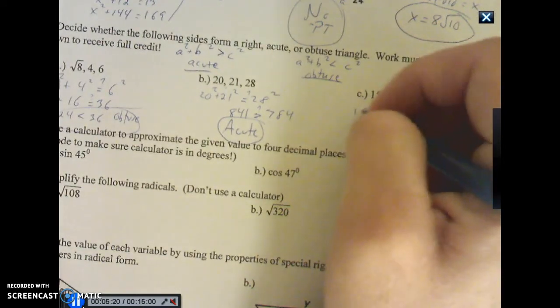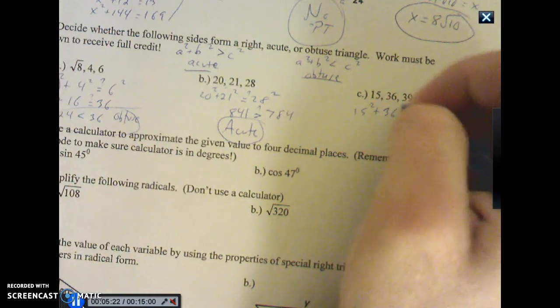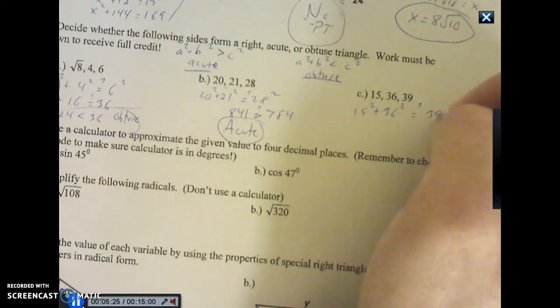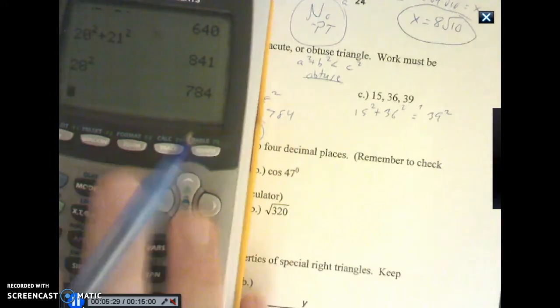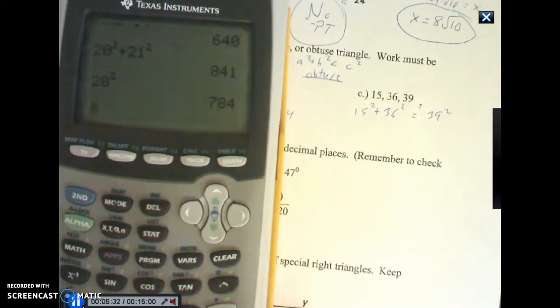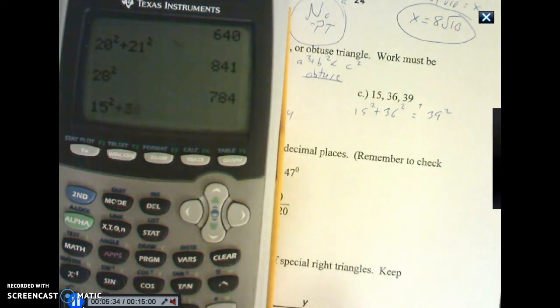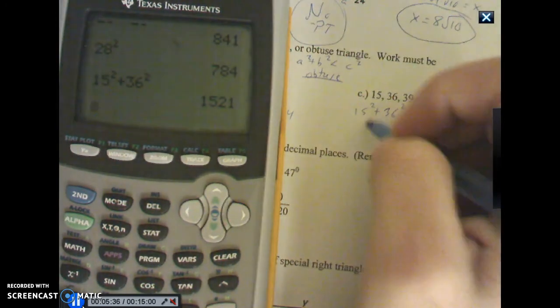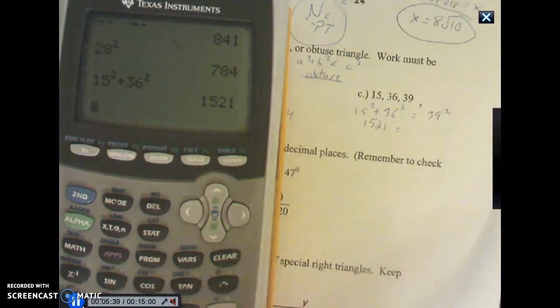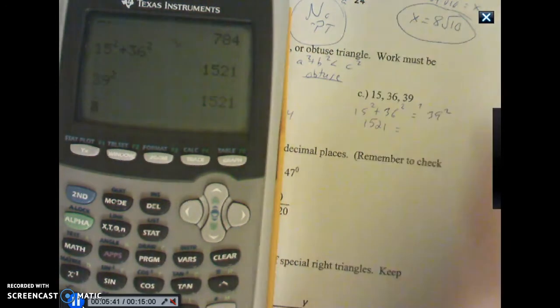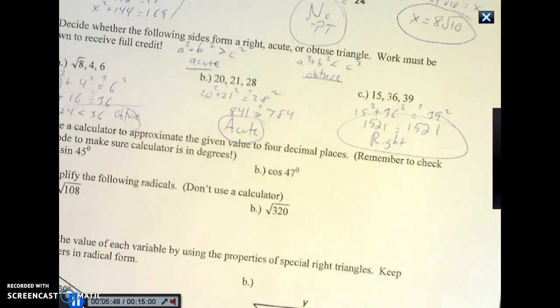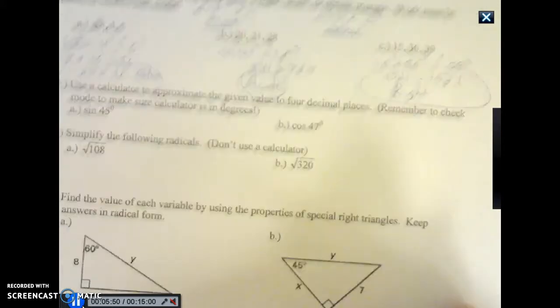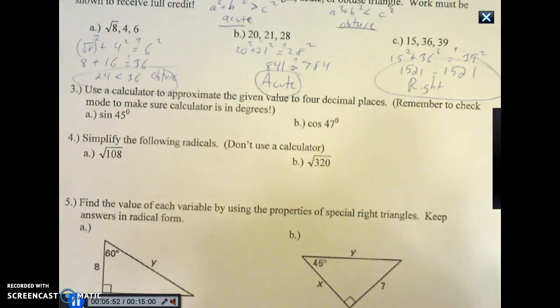Okay. And lastly, hopefully you guys are getting the idea here. Much the same. And really all I need to see is this first line and then your last line. That's good enough. You can do most of the work right here. 1521. Therefore, it's a right triangle. Okay. All right.